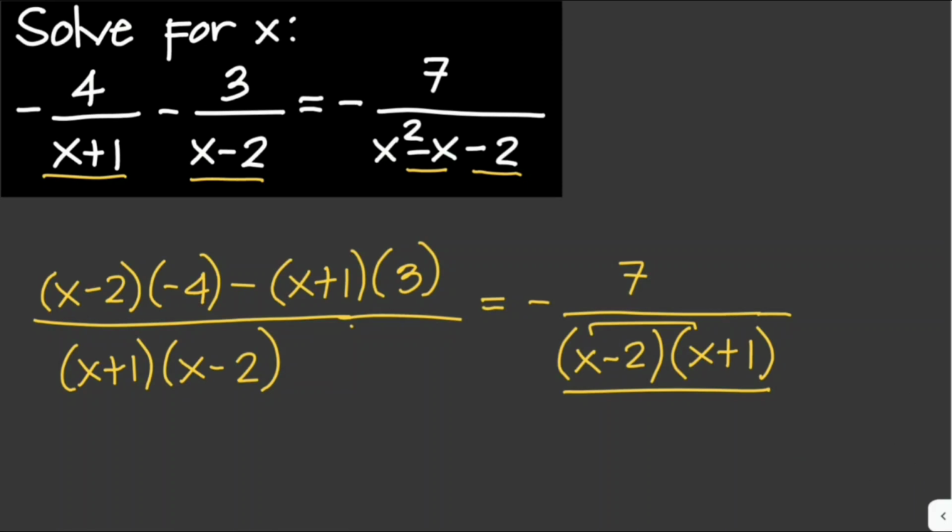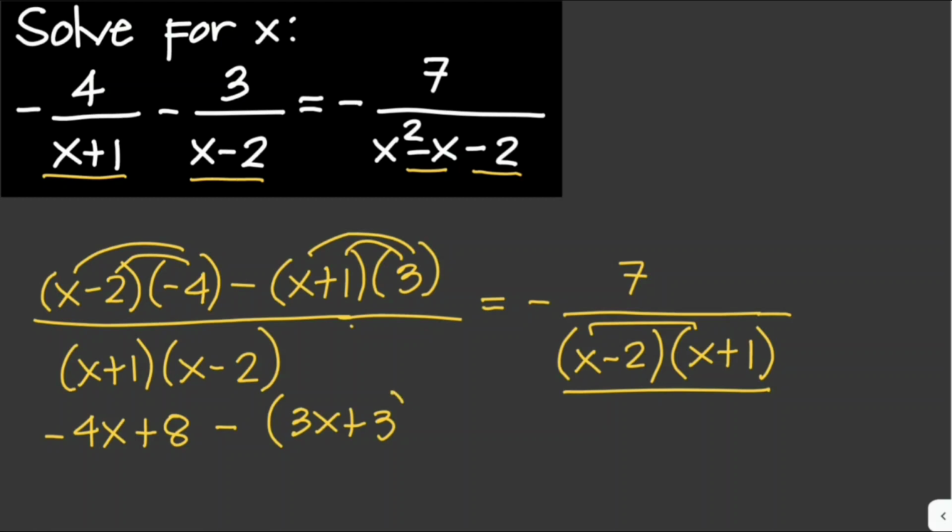All right. Now let's simplify the numerator on the expression on the left. So we distribute negative 4 to x minus 2. So this is just negative 4x because negative 4 times x is negative 4x. Then negative 4 times negative 2 is positive 8, minus 3 times x. This is 3x plus 3 times 1 is 3. So you just have to distribute 3 here.